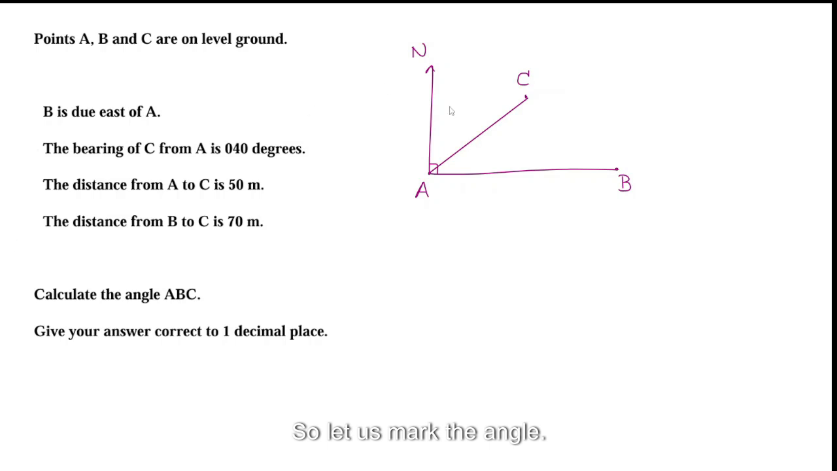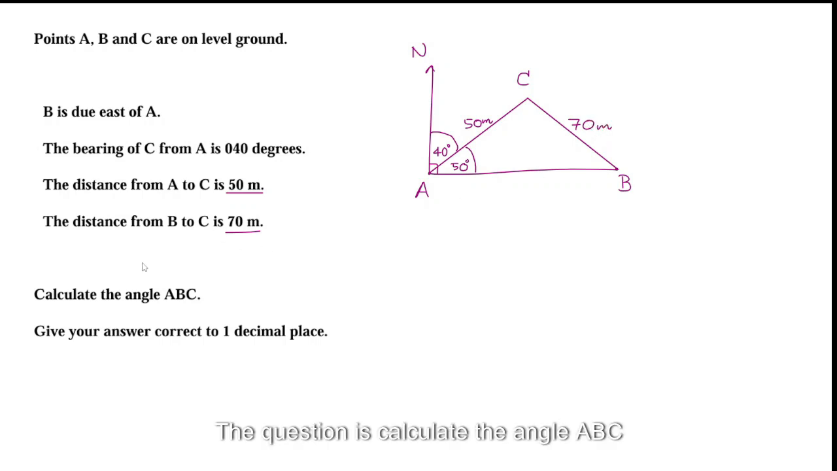So let's mark the angle. So we know this is 40 degrees. And because this is 90, I can also work out that this is 50 degrees. The distance from A to C is 50 meters. Okay, so A to C, this is 50 meters. The distance from B to C is 70 meters. So when you connect B and C, this one here is 70 meters.